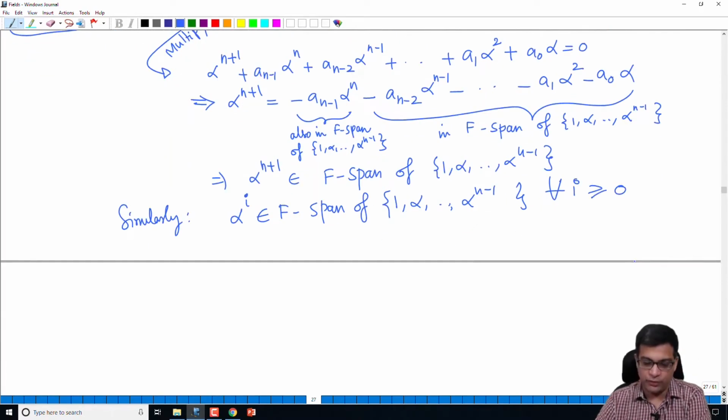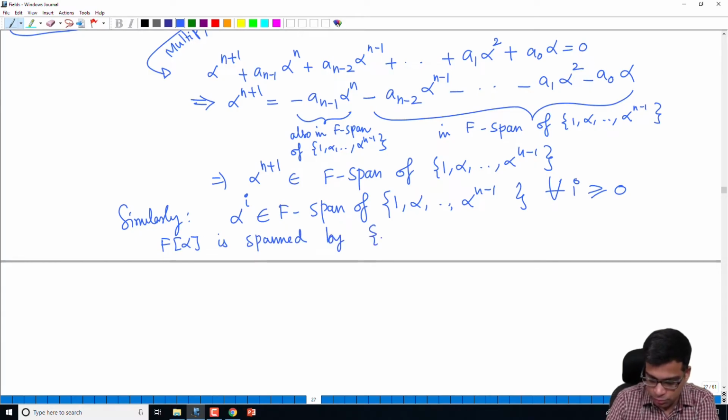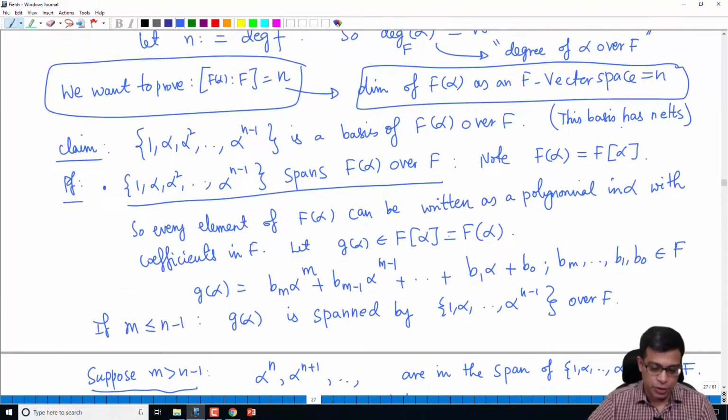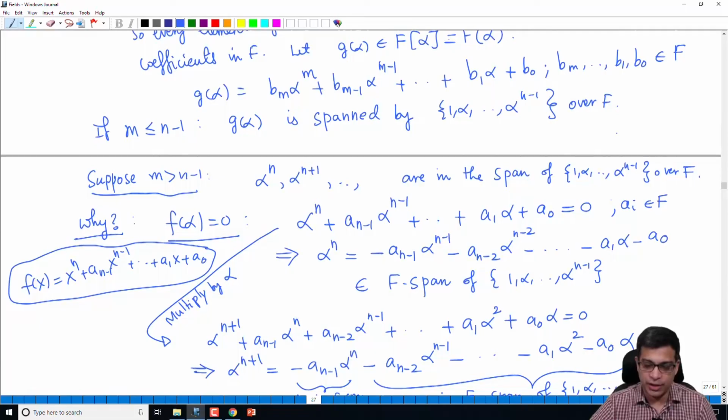Okay, so I can put everything together now, because alpha power 0 is 1, which is in the F-span, alpha is there, alpha power n minus 1 is there. For the first n powers, it is immediately clear because they are all already in this set. But for higher powers, we argued here that they are all in the span of this. That means F[alpha] is spanned by this set over F. So this is the first part. We are trying to show that this set is a basis. We just showed that it is a spanning set.